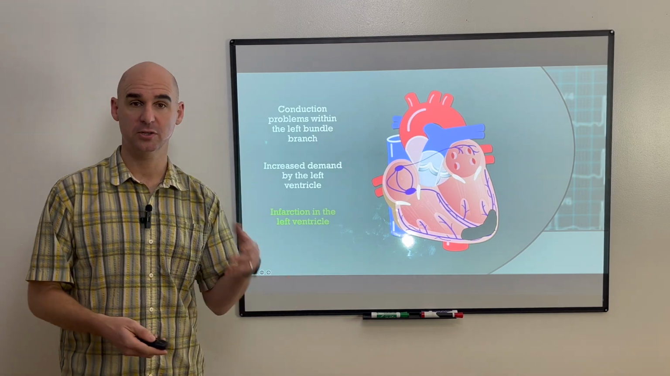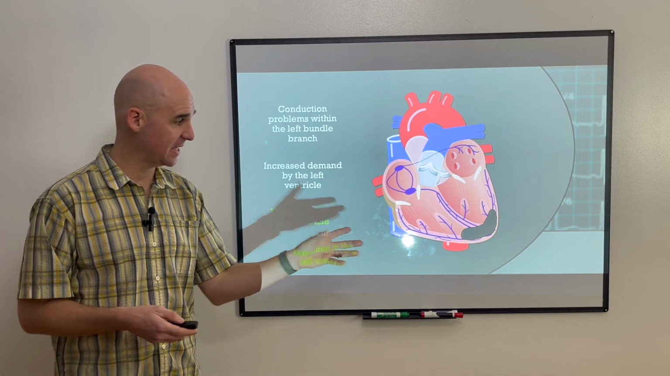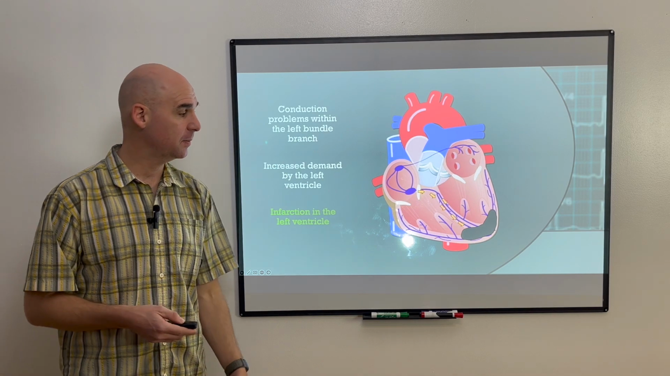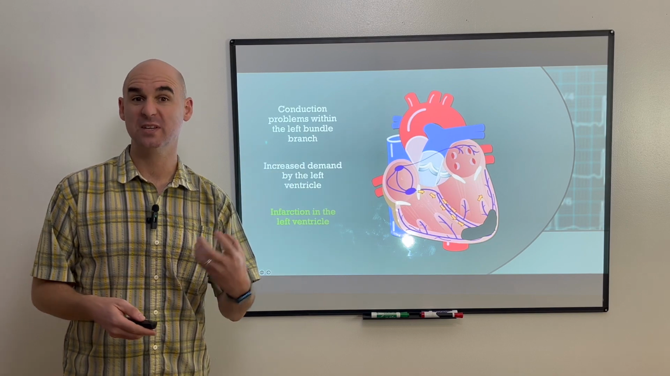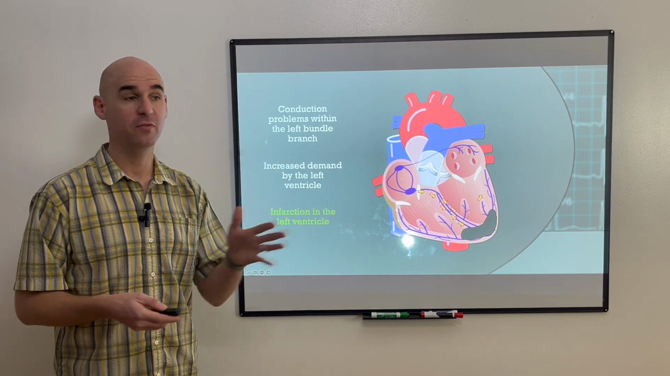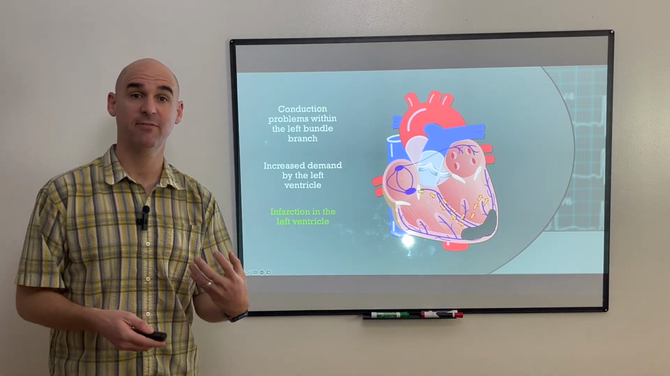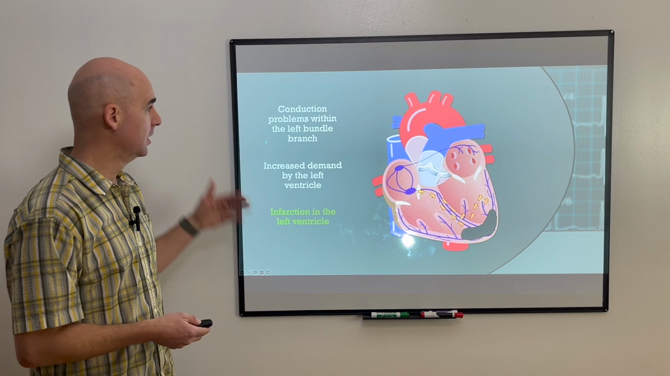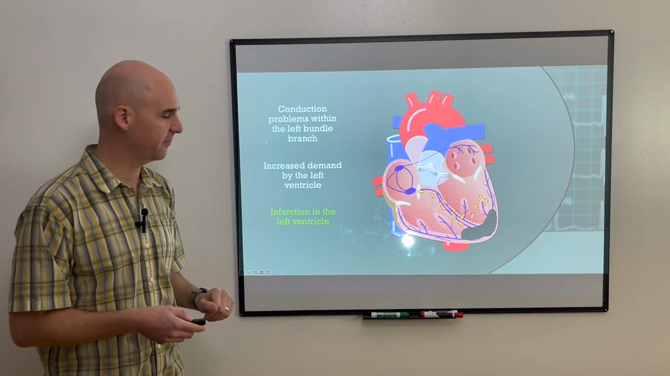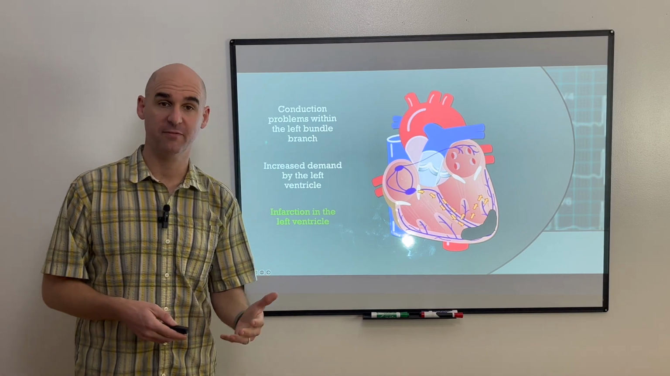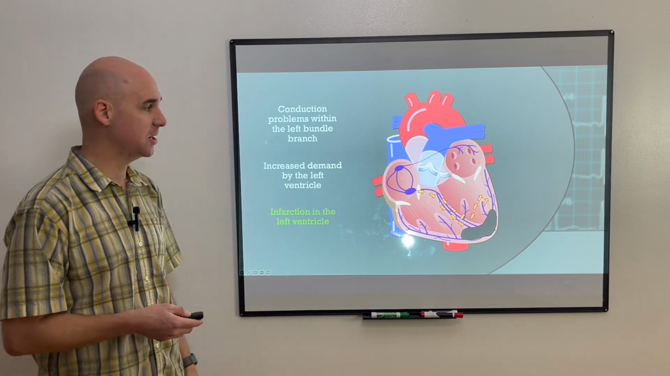that happened earlier, as that depolarization moves down conduction pathways, once it hits that infarcted area, it's not going to be able to travel through it, and then the cells are going to have to go around, and that means going cell to cell to cell again and moving in that general direction, okay, moving toward the left side, especially if this infarction is within the left ventricle. So conduction problems within the left bundle branch, increased demand within the left ventricle, or an infarction within that left ventricle are all reasons that can cause left axis deviation.